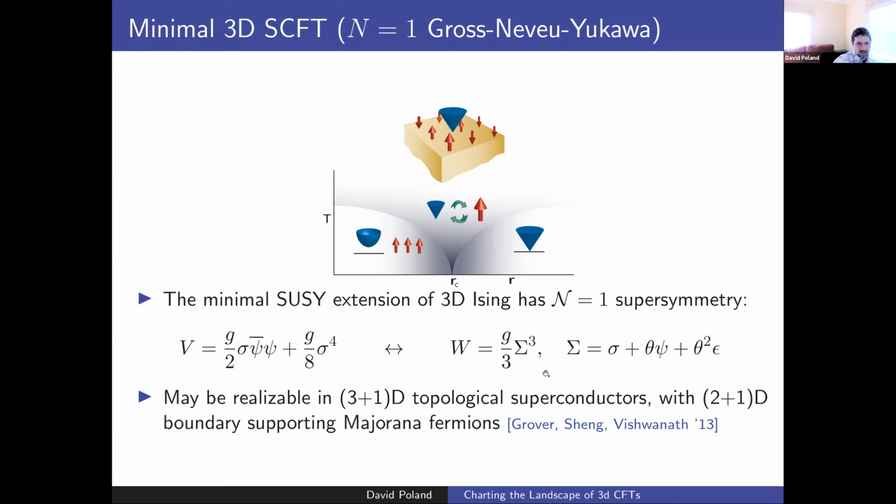So this theory also has some potential experimental interest. It's been proposed that it might be realizable as a theory living on the boundary of topological superconductors, which can support Majorana fermions propagating on the 2+1 dimensional boundary. As far as I know, this hasn't actually been realized in practice yet, but it's a proposal.